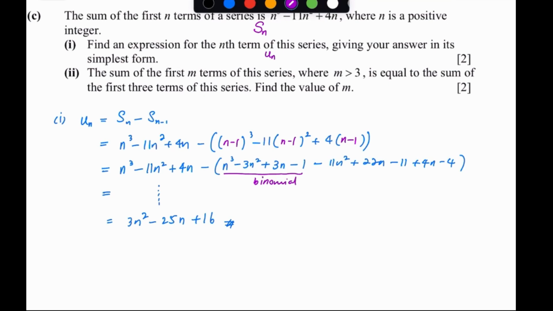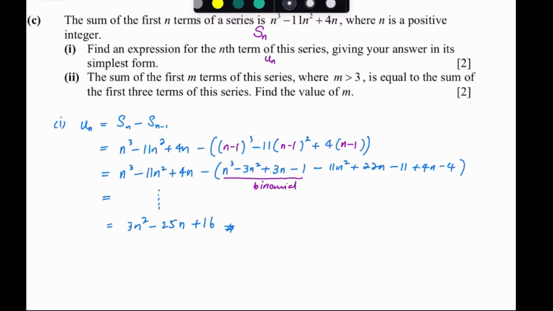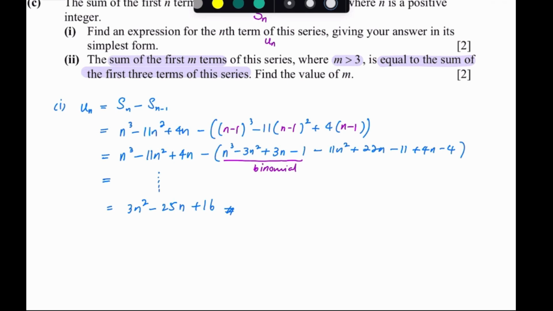The second one is something that I want to spend a bit more time on. So the sum of the first m terms of the series is equal to the sum of the first three terms of the series. Find the value of m. So given that the sum of the first m terms equals the sum of the first three terms, m will be greater than 3.